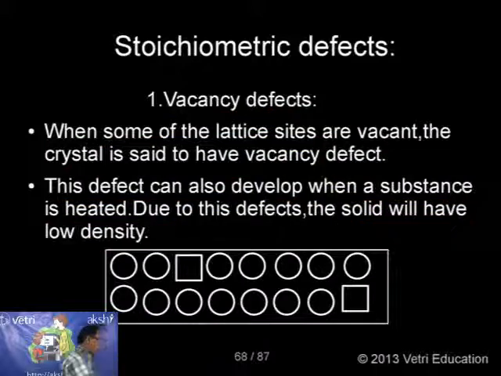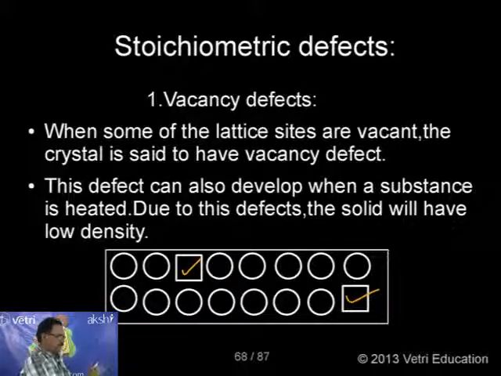Here is the arrangement of the atoms. I am indicating a square, which indicates a vacancy, where the atom is vacant. This is a regular two-dimensional arrangement, and in two places I have shown the square indicating it is vacant. This is a specific example: if the entire arrangement is sodium or whatever it is, a particular atom is vacant. This is a specific example of a vacancy defect.